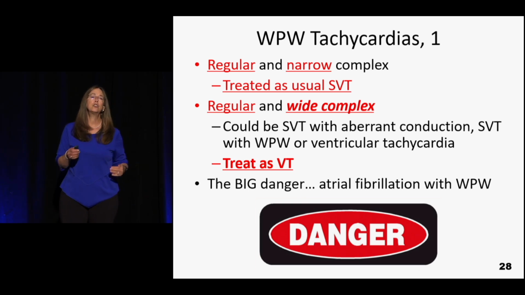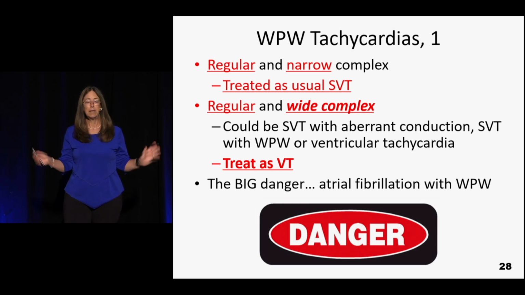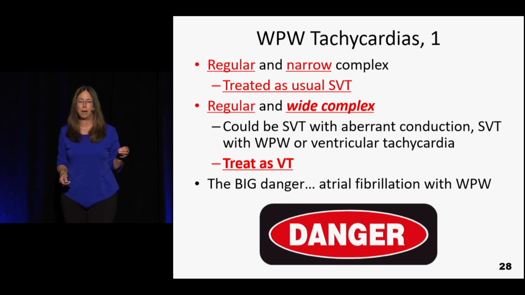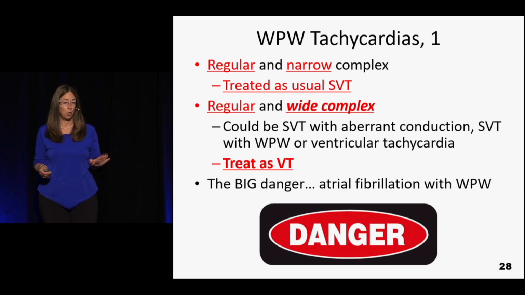If you are not sure, again, don't worry. Take a step back. If they're stable, you don't have to do anything. And if you're really not sure if it's VT or SVT with aberrancy or SVT through a WPW pathway, you're going to treat it like VTAC. And the treatment for that is procainamide. You're going to add procainamide to your bag of tricks. That's what you're going to use to treat this if you're unsure.